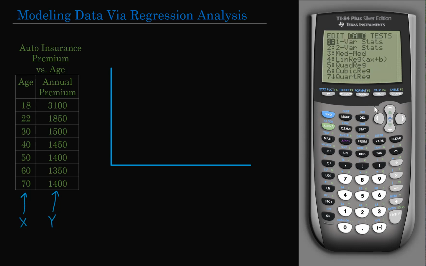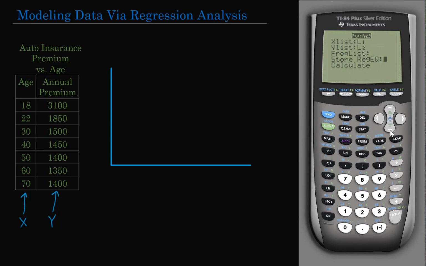I'm going to go down this list again using the down arrow, and I'm going to try another function. I'm going to try the power function this time. See if this fits better. I'm going to choose power regression, press enter. X is still list 1, Y is still list 2. I'm not going to worry about this frequency list.